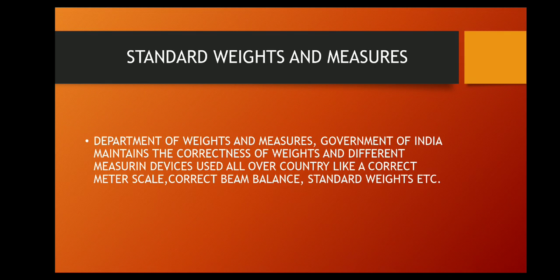A correct beam balance should be designed correctly. The Department of Weights and Measures, Government of India maintains the correctness of weights and different measuring devices used all over the country, like a correct meter scale, correct beam balance, and standard weights, etc. The characteristics of a beam balance are: the handle of the beam balance should not manipulate the beam. The beam should not be able to move freely on the central axis. The beam should have the stamp of approval from the Department of Weights and Measures. Both the arms must be of equal length. Both the arms must be of equal weight.